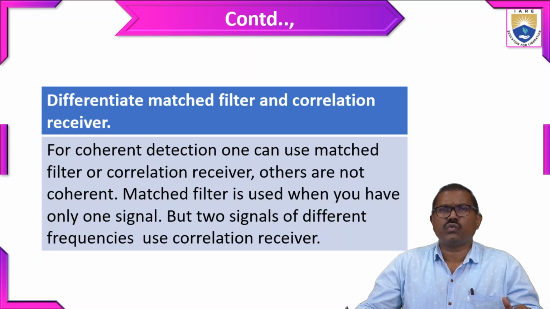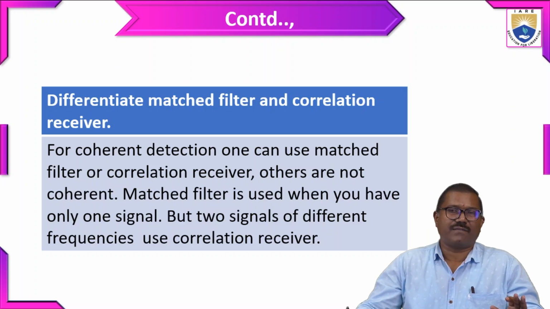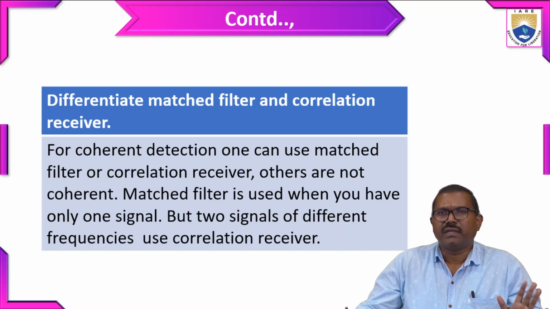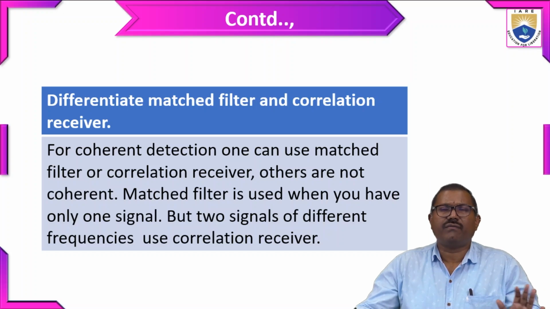So where is correlation used, and where is match filter used? Match filter is used when you have only one signal. But for two signals of different frequencies, we go for the correlation receiver. So that is the difference between the match filter and the correlation receiver. Both are used for coherent detection, but the difference is that match filter is used for only one signal, while correlation receiver is for two signals of different frequencies.